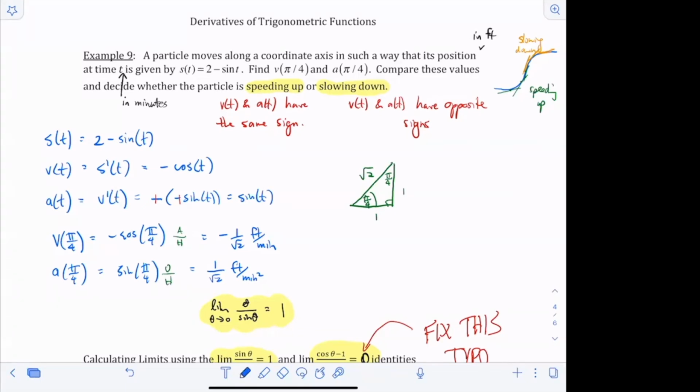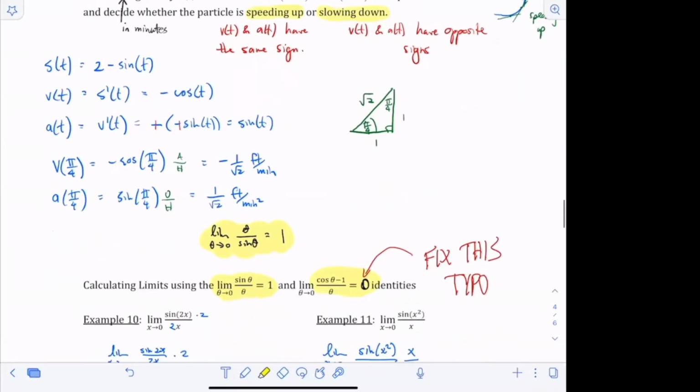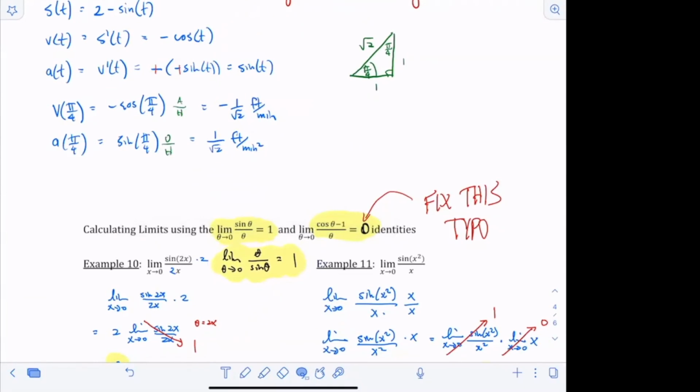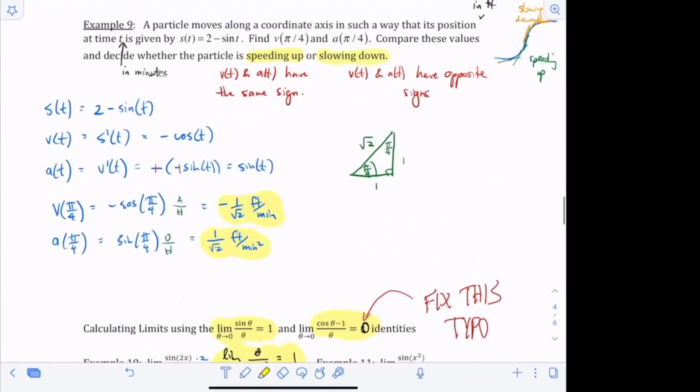Okay. So I'm going to move this guy down here. And this is our answer. So when you look at this, would you say it's speeding up or it's slowing down? What do you think?